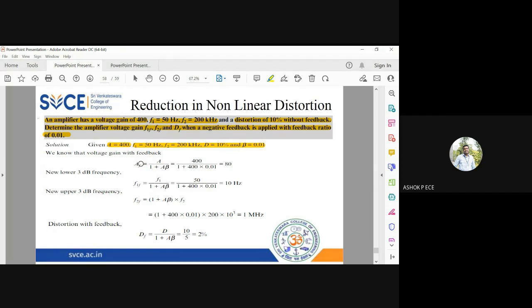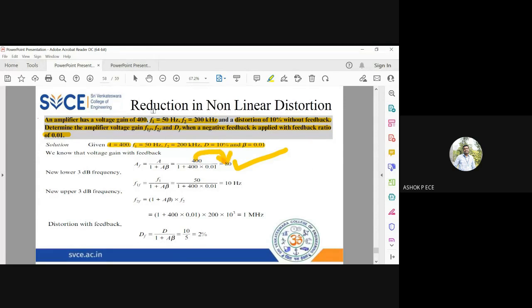So you know the formula for gain after feedback: AF is equal to A by 1 plus A beta. A value is 400, beta value is 0.01. So 400 by 1 plus 400 into 0.01. You get the value of gain after feedback as 80. You see, from 400, since I'm applying feedback, it has reduced to 80.